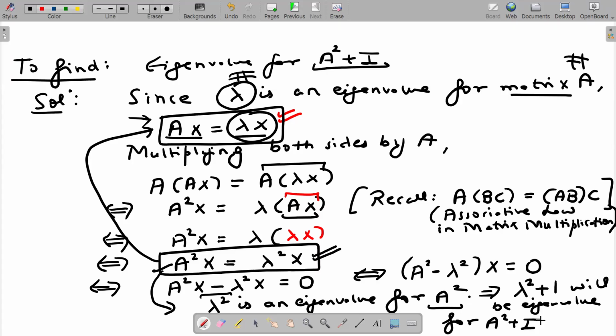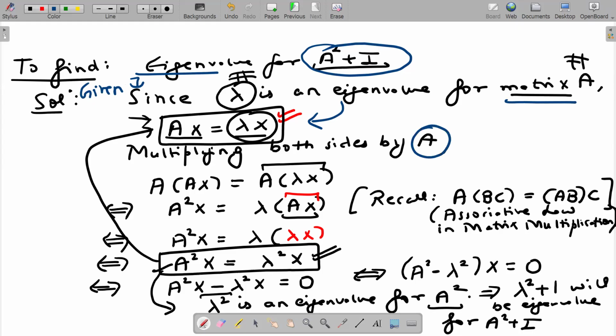Okay, so again, this was using the properties of eigenvalues, which I've covered in my lectures on linear algebra. So I'm revising it again. We have to find the eigenvalue for A square plus I. It is given to us that lambda is an eigenvalue for matrix A. That means by definition, AX is equal to lambda X. I multiply both sides by A. The reason I do it is because I want to create A square. So A into AX is equal to A times lambda X.